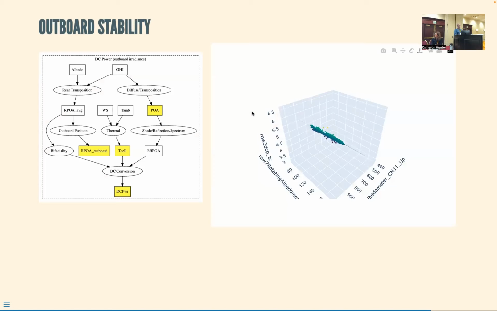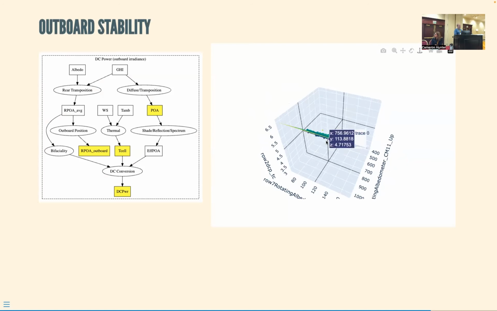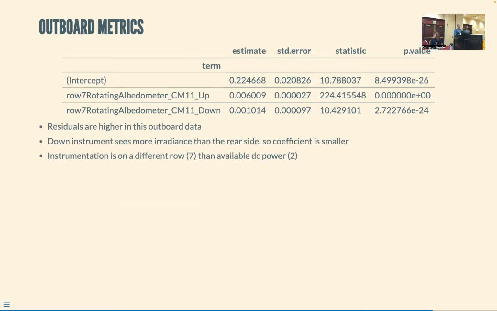That's the inboard. The outboard looks very similar. It seems to have a little bit higher spread on the data. And once again, all I'm doing is trying to evaluate how the sensor correlates with the overall average behavior of the array. In this case, because the outboard sensor has a bias, so you're getting like twice as much irradiance as you would in the middle, this coefficient is much smaller.